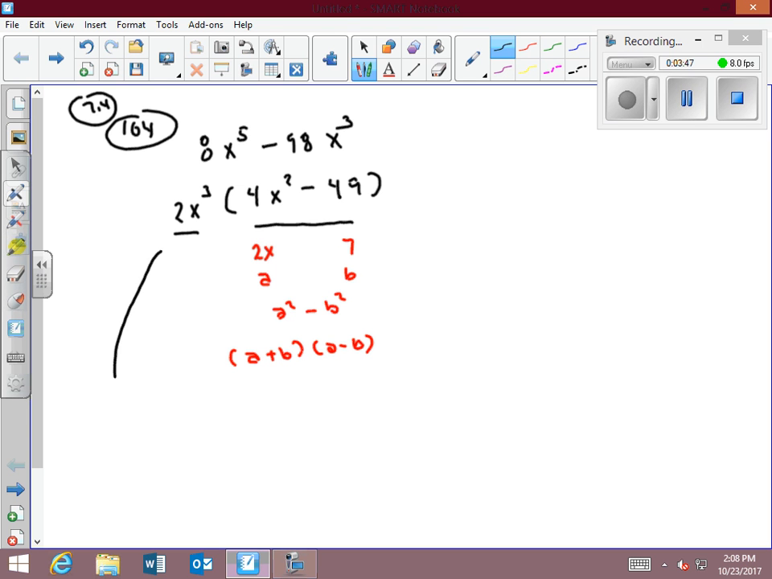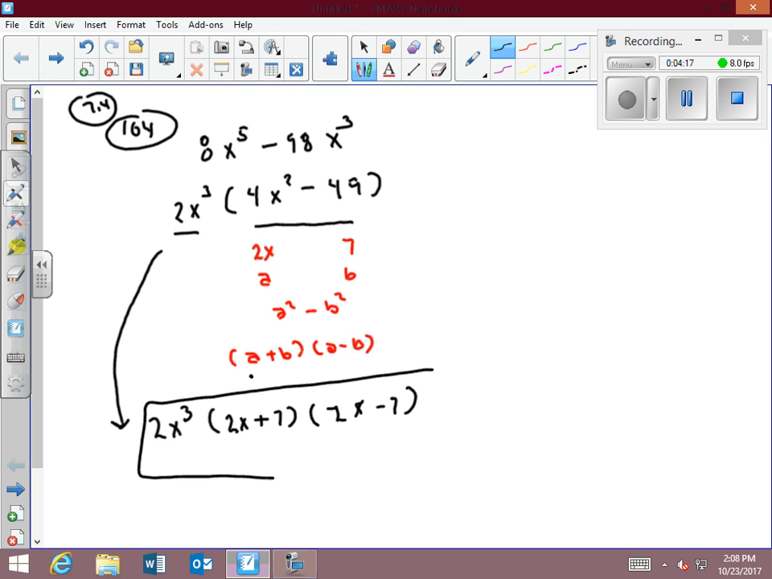So we've got to bring this term down. So the A is really what? 2x, and the B is 7. So this A is actually 2x, right? The B is 7, and then it's 2x plus 7, 2x minus the 7. And then we have this completely factored.